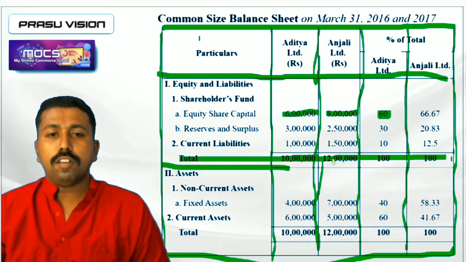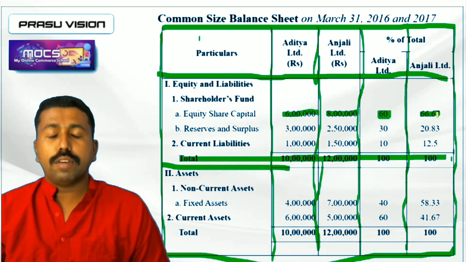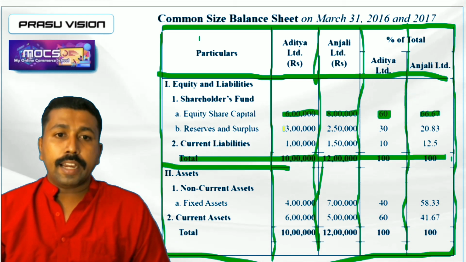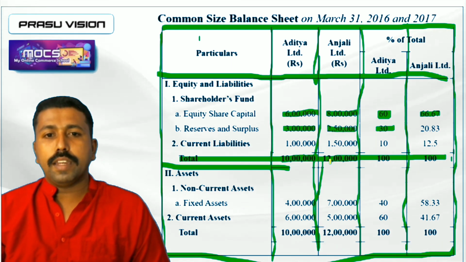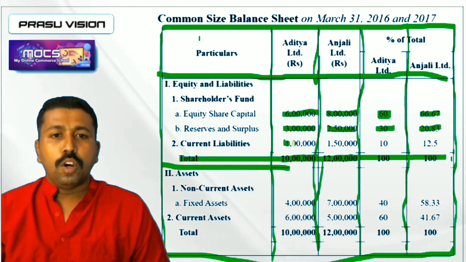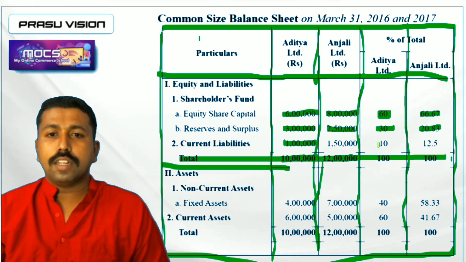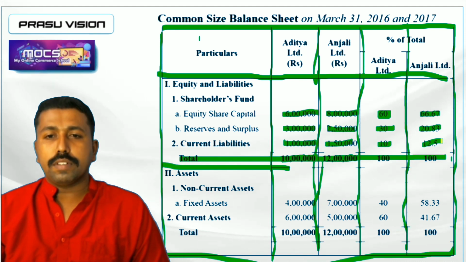8 lakh divided by 12 lakh, not 10 lakh, into 100 is 66.67 percent. 3 lakh divided by 10 lakh into 100 is 30 percent. 2 lakh 50,000 divided by 12 lakh into 100 is 20.83 percent. My dear students, in the same way, 1 lakh divided by 10 lakh into 100 is 10 percent. 1 lakh 50,000 divided by 12 lakh into 100 is 12.5 percent.